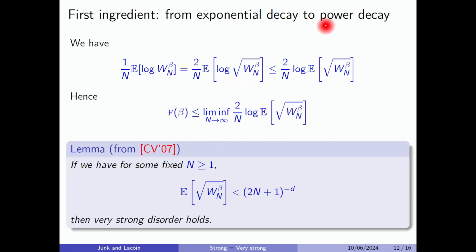Then you can say, if the expectation of the square root of Wn decays exponentially, then my free energy has to be negative, just because of this inequality. The free energy is nothing but the limit of this, so it's smaller than the limit of that. So instead of showing that the expectation of log Wn decays linearly, we have to show that the expectation of the square root of Wn decays exponentially.